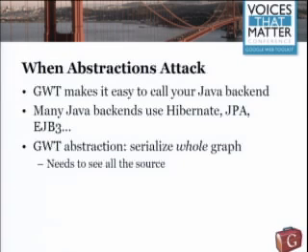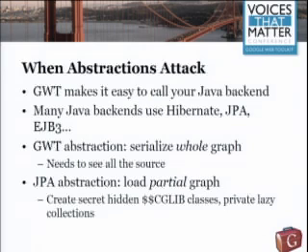It needs to see all the source of those objects. The Java persistence abstraction is to load a partial graph from the database. So it's pulling individual objects, and it's pulling a couple of objects related to them, and then at the fringes of what it's pulling, it makes these magic proxy objects and lazy collections and things that you're not supposed to know about because the abstraction is handling them for you.